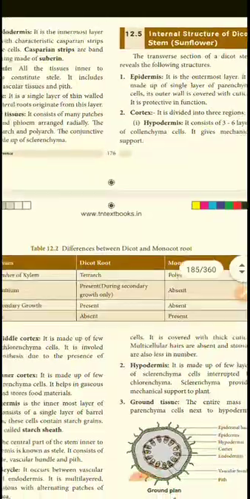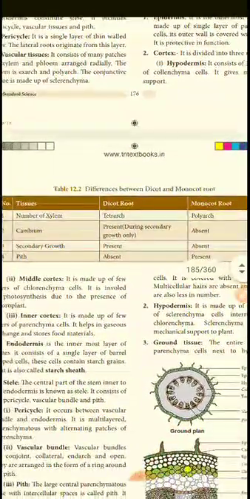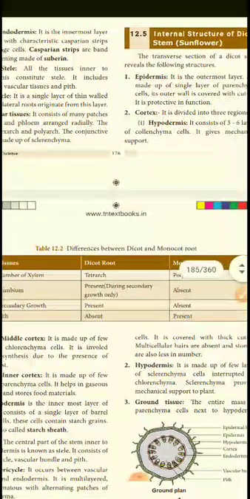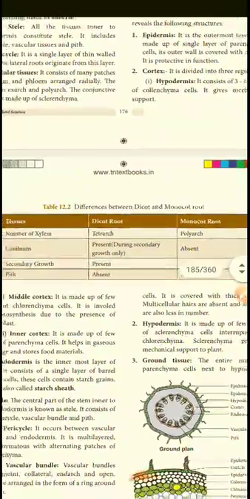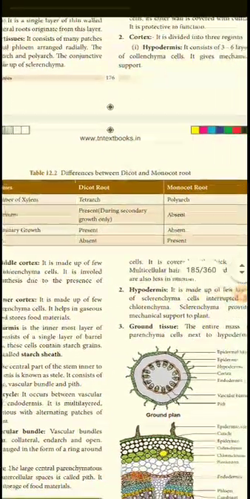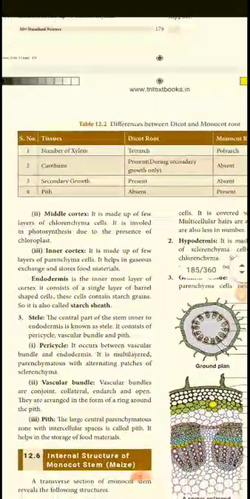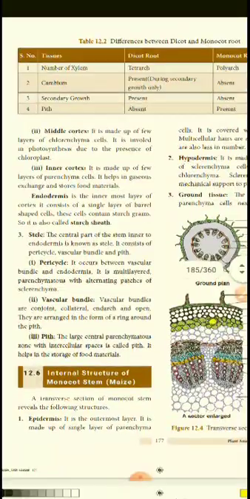What are they? One is hypodermis, which consists of 3 to 6 layers of collenchyma cells. It gives mechanical support. Epidermis helps in protection. Cortex gives mechanical support, especially in the hypodermis. I already told you, dermis means outer skin. Okay, next the middle cortex is made up of a few layers of chlorenchyma cells.